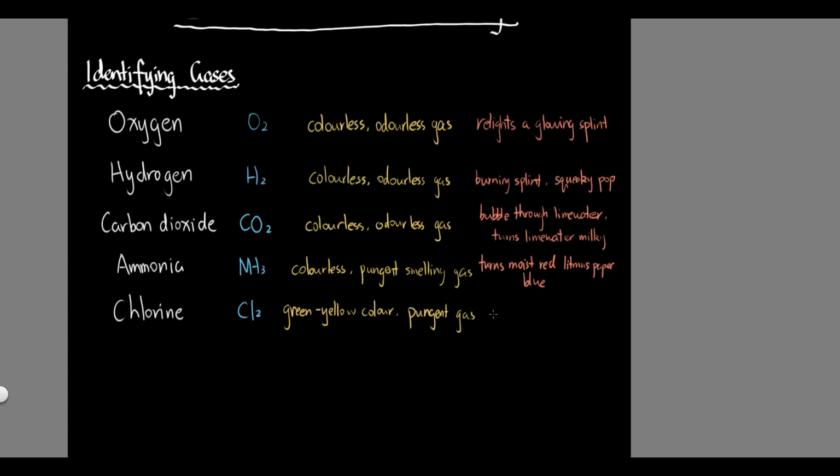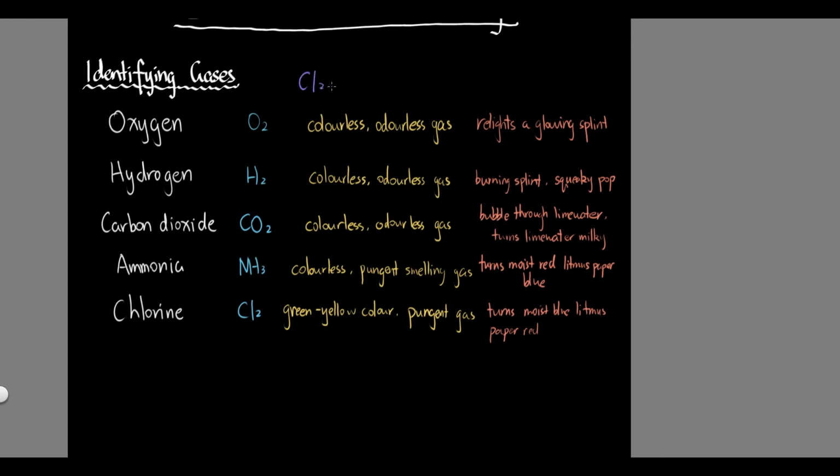And the test for chlorine is the opposite of ammonia. So it turns moist blue litmus paper red. The reason for this is, well, this is also an extension. I'm just saying that because it helped me memorize the results of this test. It is exactly the opposite of ammonia because, let me write here.